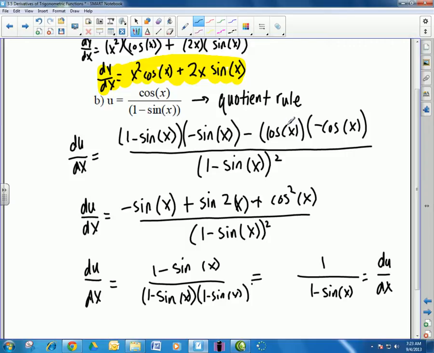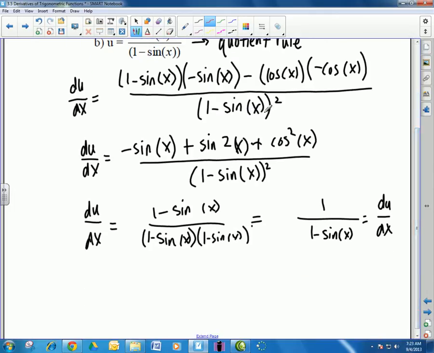So if we take a look, just check your work. You do low d high: 1 minus sine of x is your low. The derivative of cosine, which is your high, is negative sine, minus high d low. The derivative of 1 minus sine of x is just negative cosine of x, because the derivative of 1 is 0, and the derivative of negative sine is negative cosine. And then over low low, that's where the 1 minus sine of x quantity squared comes from.